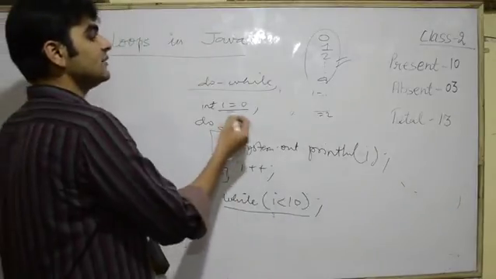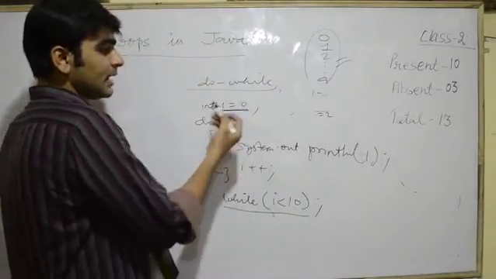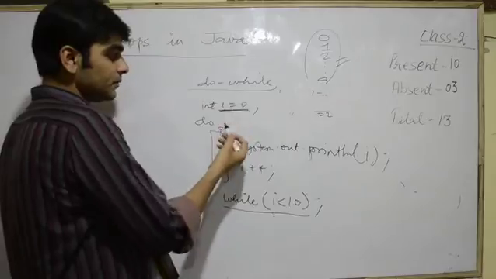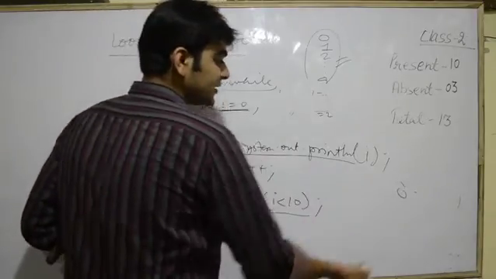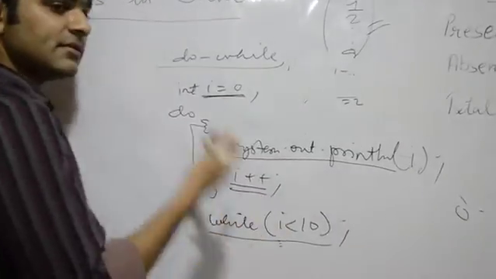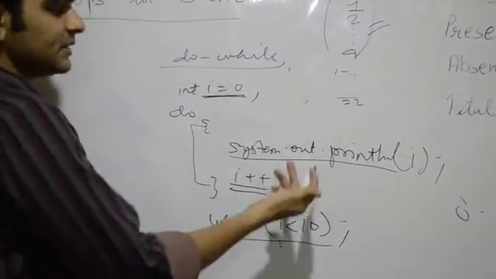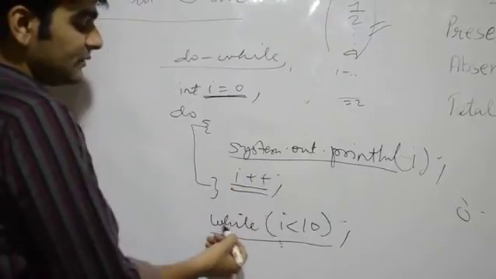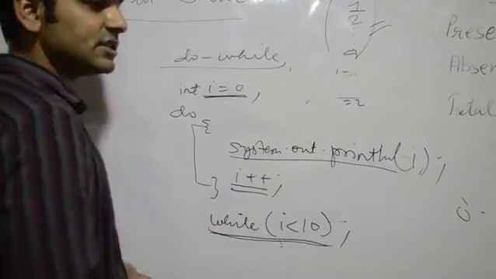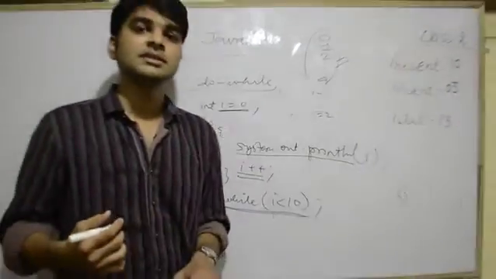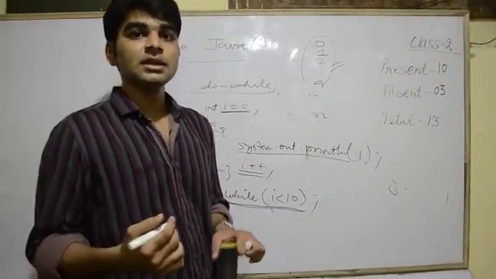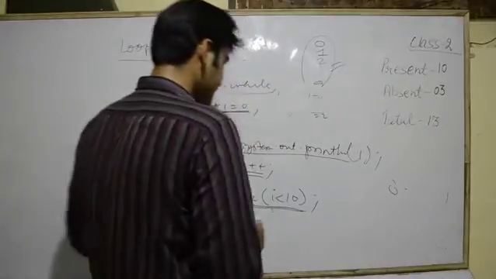So first of all, the value of I is 0. It will go inside the do. It will print I, that means 0 will be printed on the screen. Increment the value of I by 1, that means it becomes 1. Then it will go at the bottom and check whether I is less than 10 or not. That means it will print first and check afterwards. That is why it is called an exit control loop.